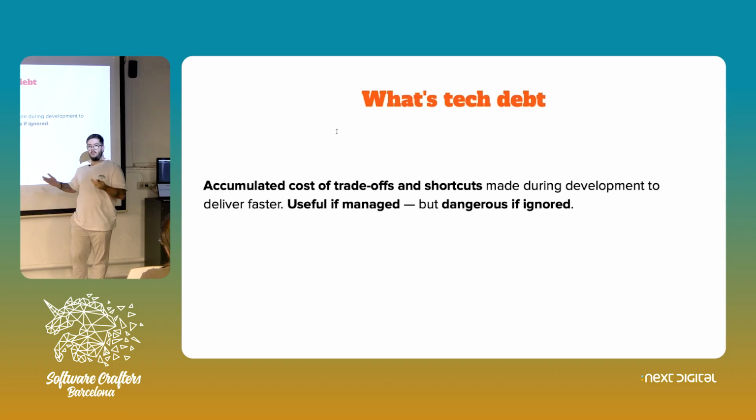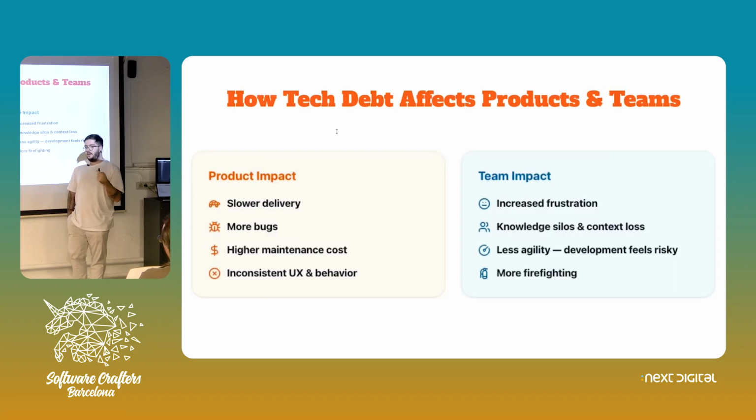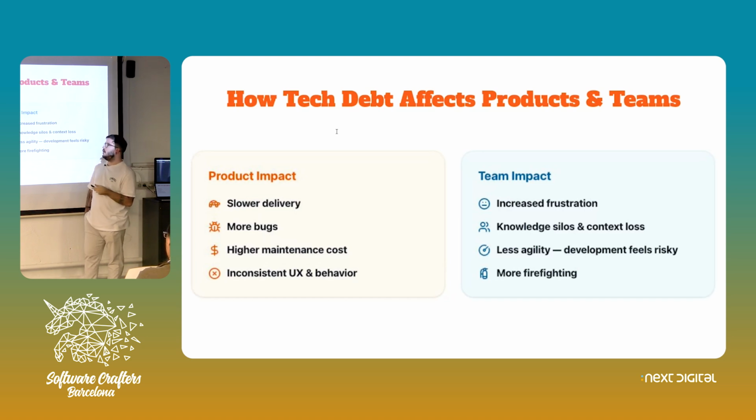Otherwise, that's when everyone is unhappy with tech debt, right? So how does tech debt affect products and teams? The most simple way of putting this is, on the product side, you have slower delivery, more bugs, higher maintenance costs, and inconsistent UX and behavior.